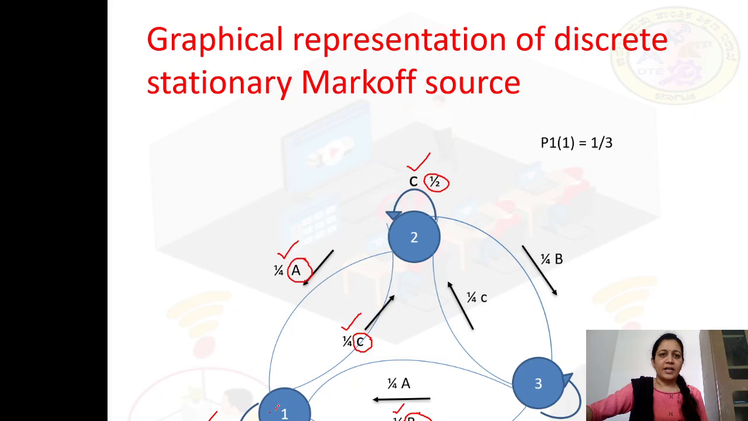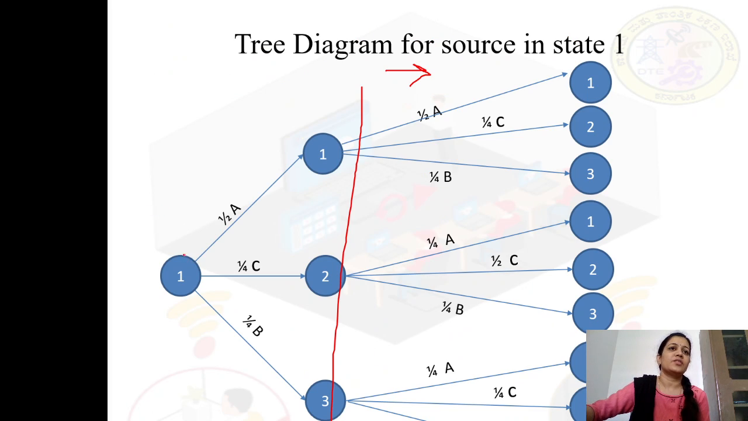Initially I will start with this particular state 1. You can start with 2, or you can start with 3 also. So let me consider state 1. When it is in state 1, I am going to represent that with state 1. Okay, this is state 1.